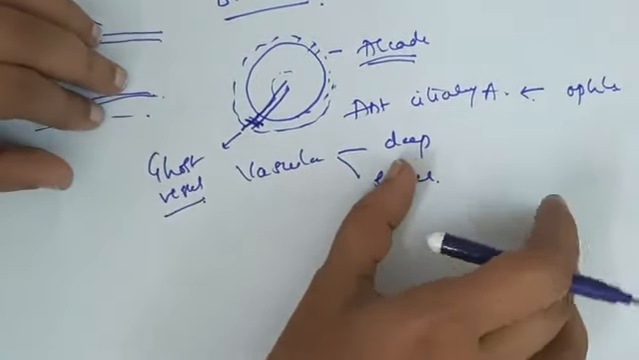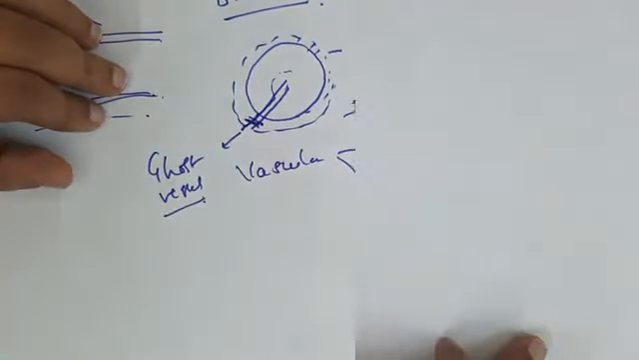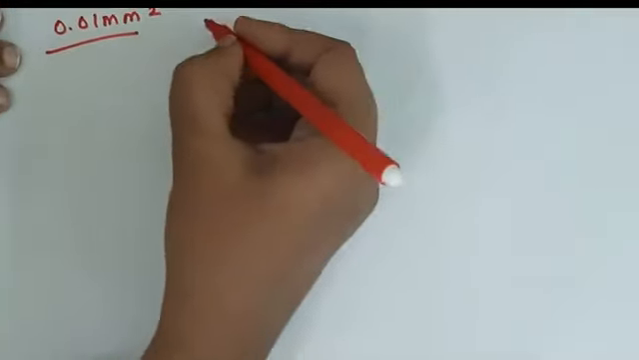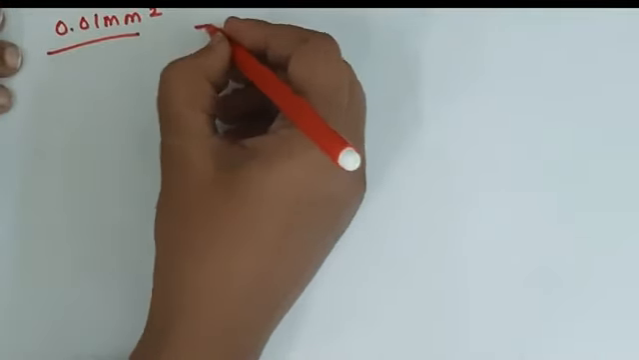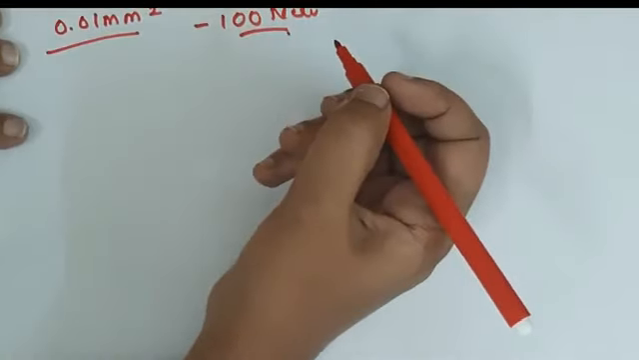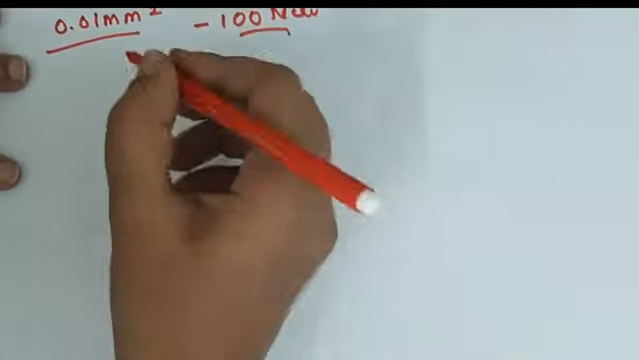Coming to the next important thing, that is the nerve supply of the cornea. As you know, the cornea is highly innervated. If you consider just 0.01 millimeter square area of the cornea, it has 100 nerve endings. Such is the innervation of the cornea. The innervation is by the trigeminal nerve.